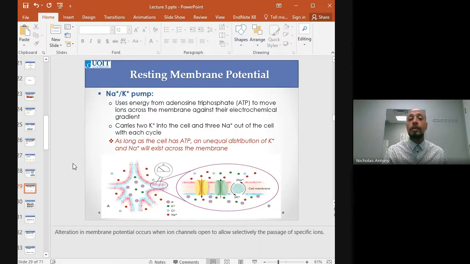So are we all okay with the sodium potassium pump? What if it drops negative 70? But when it drops, yes, that's correct.